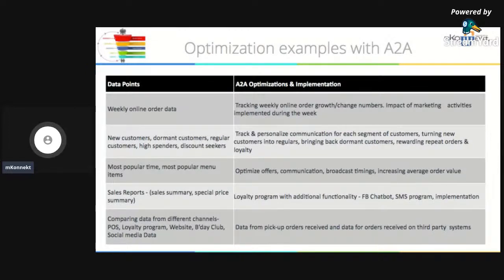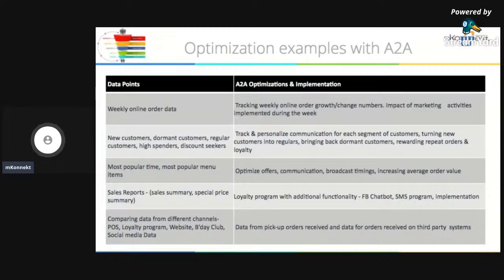These are the data points that we've been comparing from an A to A perspective, and we have seen a great value. We have focused on your weekly online order data: how many orders you are getting, what the average value of the order is, how many customers are coming back, and if they are coming back, how often. What is the gap between their first and follow-on visit, and all those kinds of things?